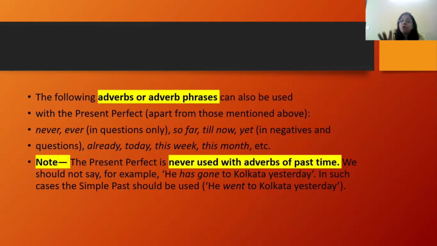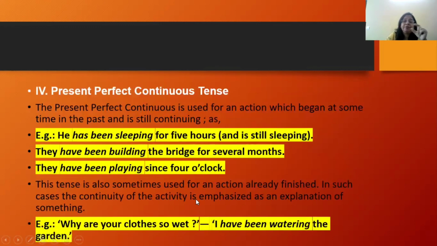So we need to understand there is a note that the present perfect is never used with adverbs of past time. We should not say, for example, "He has gone to Kolkata yesterday." In such cases, the simple past should be used because yesterday is written. So with an adverb of past time like yesterday, we cannot write present perfect tense. We need to write, "He went to Kolkata yesterday." If we use "He has gone to Kolkata yesterday", then it is a wrong sentence.